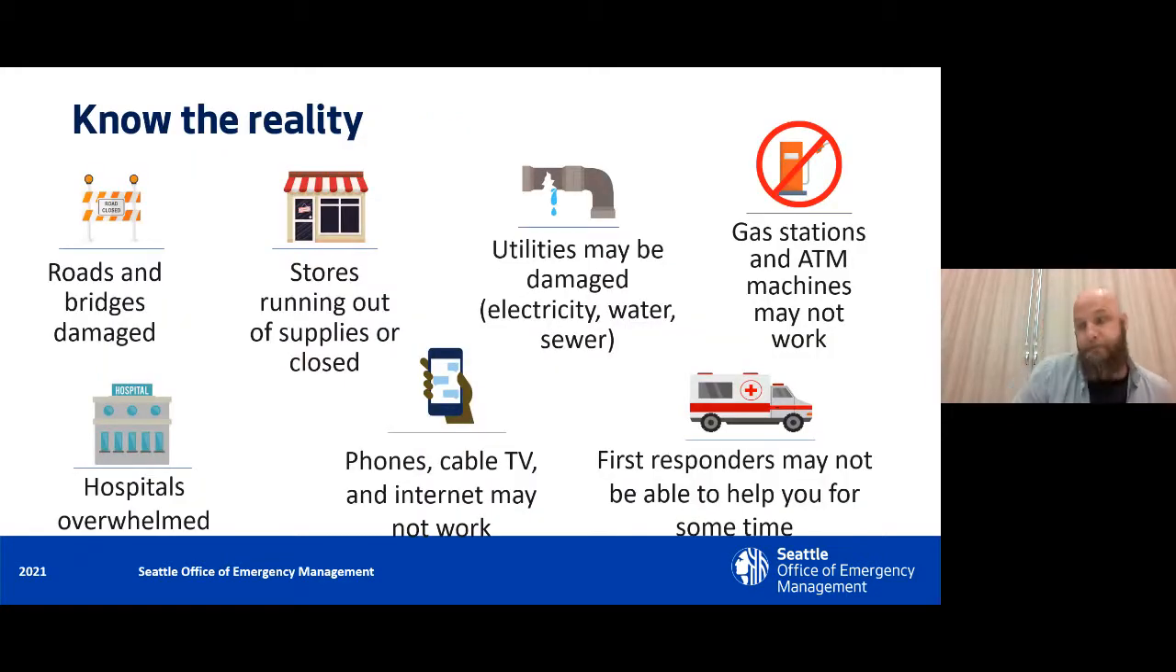So what are the impacts from one of these earthquakes? Here's just some of the things to think about. When we talk about our response, when we talk about personal preparedness, it really goes back to all of these things. And the reality is that roads and bridges are going to be damaged, so getting around is going to be tough. Stores running out of supplies or just being closed because they aren't able to operate.